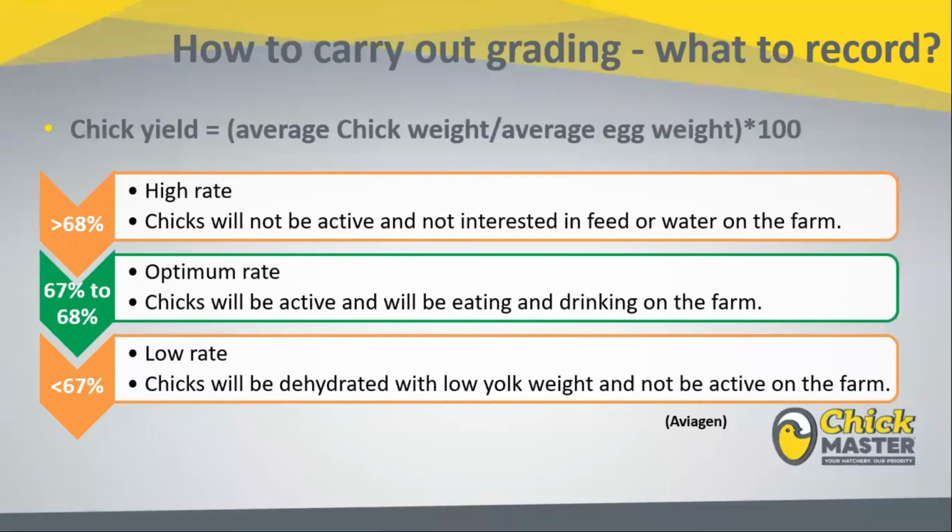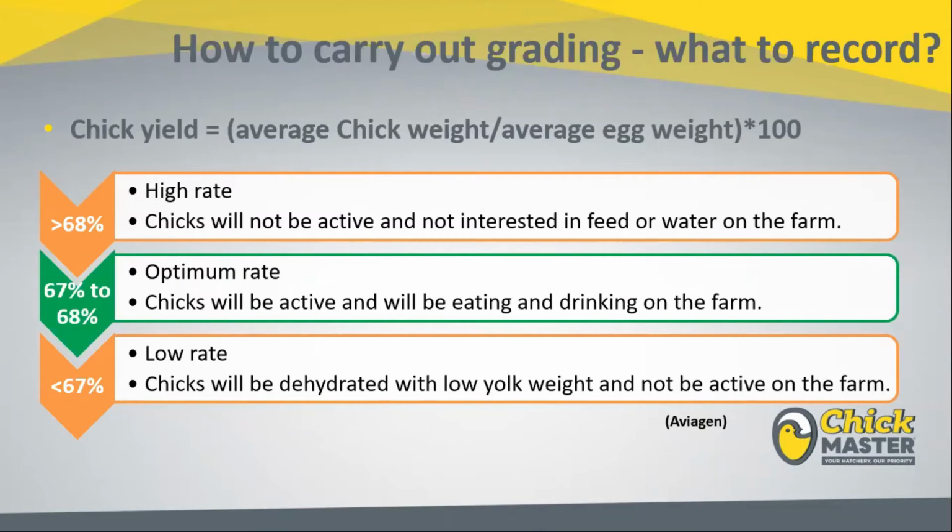this will be done if we have a long period spent by the chick in the hatchery after the chick pool, before the delivery. So we will measure the chick yield at the chick room. What is expected is to have a chick yield between 67% and 68%. This is the optimum rate.